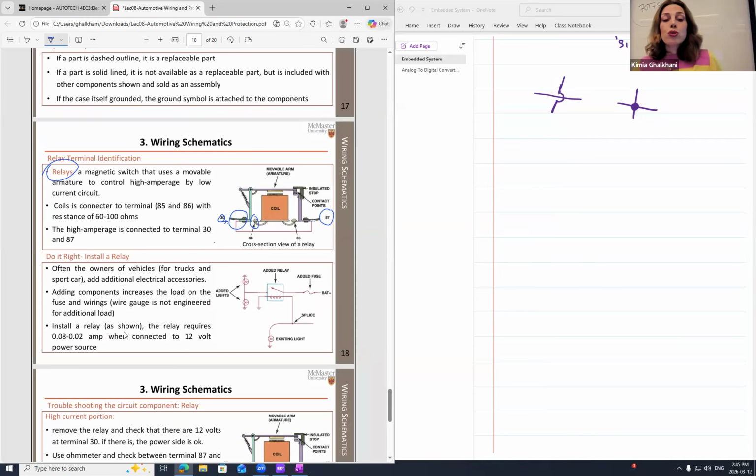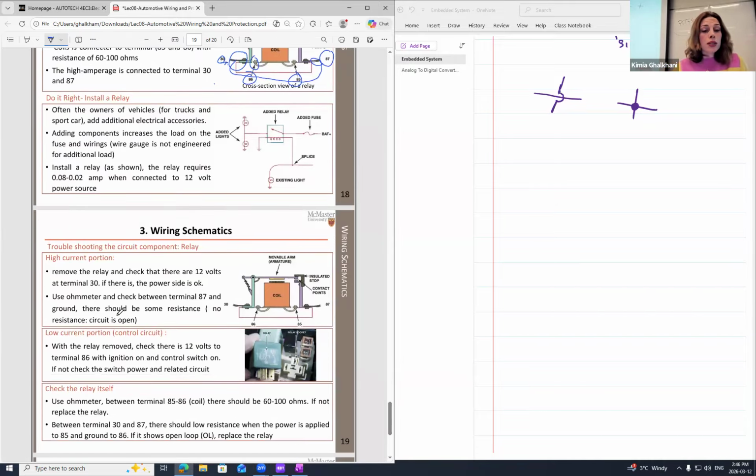But if you are going to check the actual functionality of the coil, you have to check number 86 and 85 using your multimeter or ohmmeter. Well, you can see, for example, these two are connected. I mean, 87 and 30 are connected, and 87 and 30 are for high amperage. Therefore, if you want to check the functionality of them, just use your multimeter.